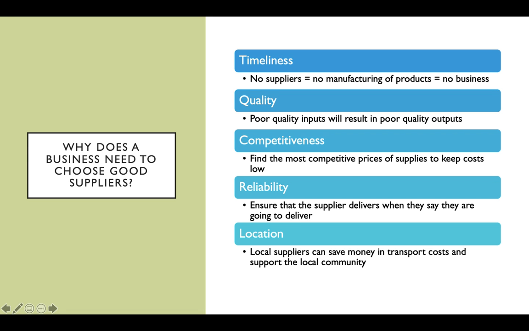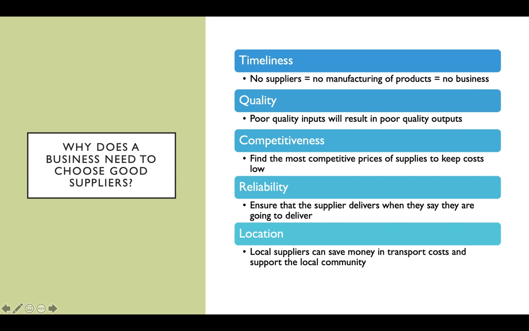All right. If the quality of inputs, so what actually is going into the business, into the products, are poor, then the outputs, what the customers are actually going to be purchasing, is also going to be poor quality. Okay. Remember, we want to be competitive. We want to have that competitive advantage. So finding the most competitive prices of suppliers means that we can actually sell our products for a lower price, which will bring in more customers.